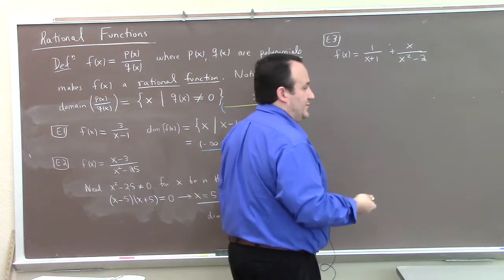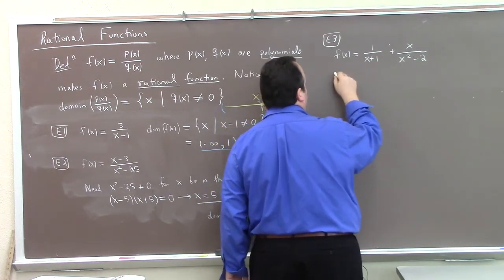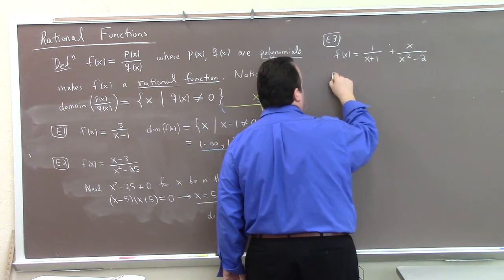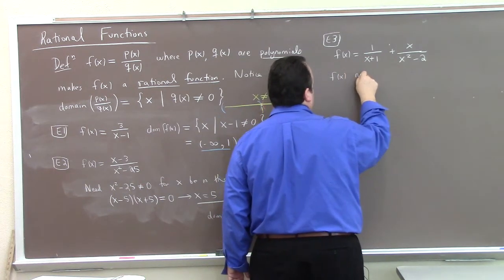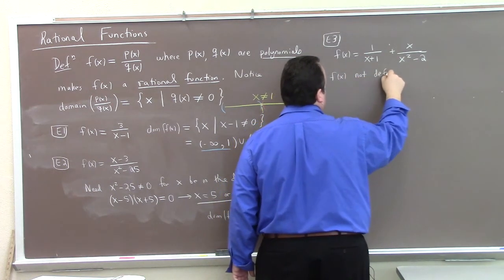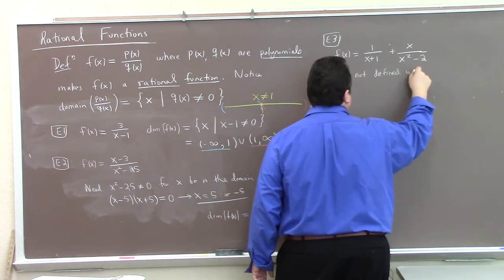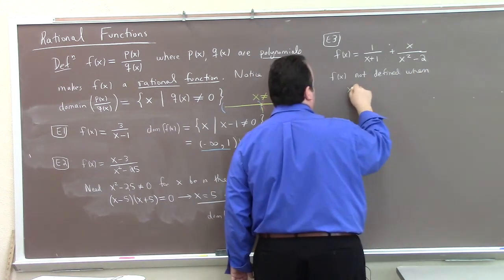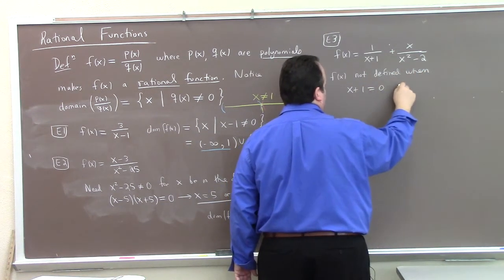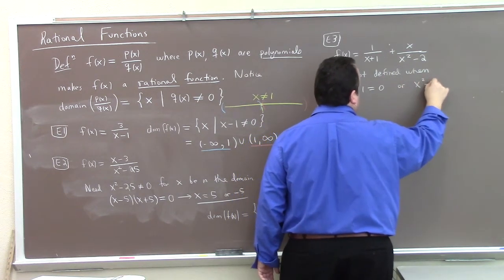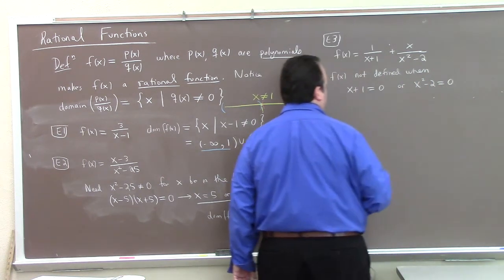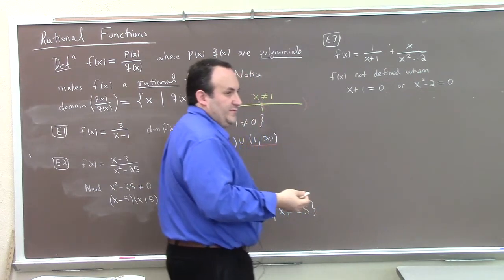So this one here, we have f of x not defined when either x plus 1 is equal to 0, right? Or x squared minus 2 is equal to 0. Either one of those is going to get us into trouble with the formula, right?